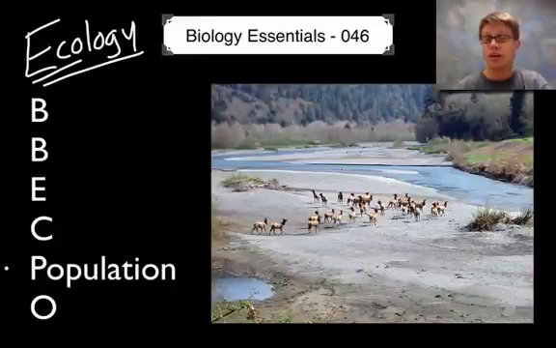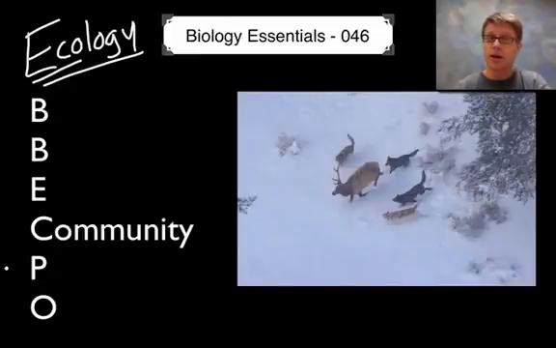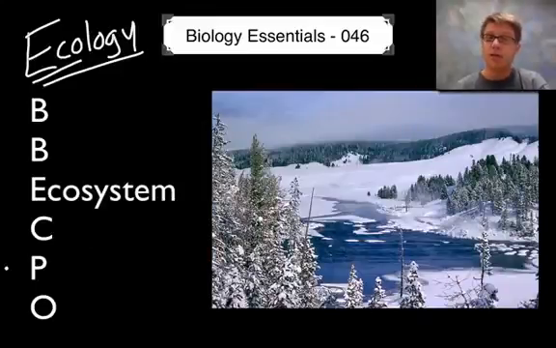If we have a group of elk living together, that's now a population, or all the elk in Yellowstone Park could be a population. If we have not only the elk, but the wolves and the willow and the aspen and all of that together, now we're at the level of a community, or populations interacting. If we add the abiotic factors, or the non-living factors, now we're at the level of an ecosystem.